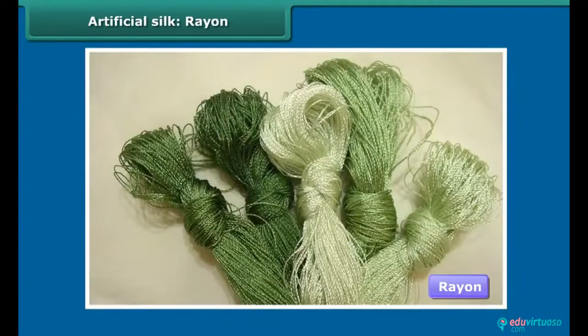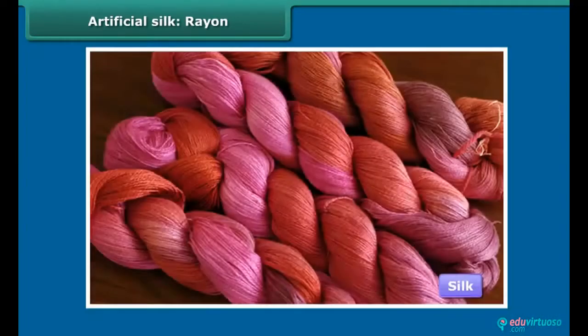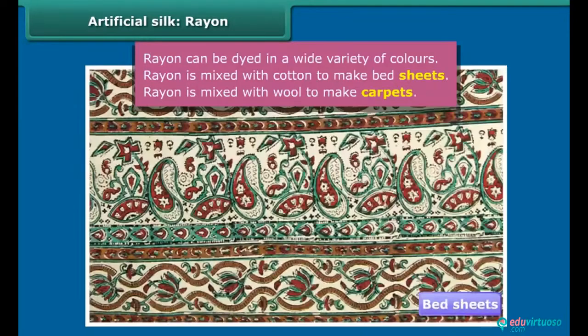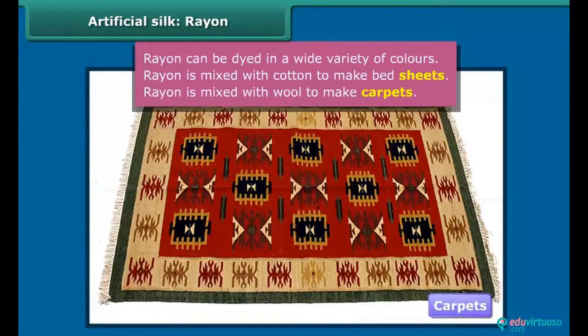Do you know that rayon is also known as artificial silk? It is cheaper than silk but resembles it. It can be woven like silk fibers and dyed in a wide variety of colors. Rayon can also be mixed with cotton to make bed sheets or mixed with wool to make carpets.